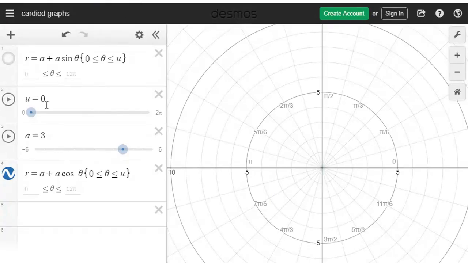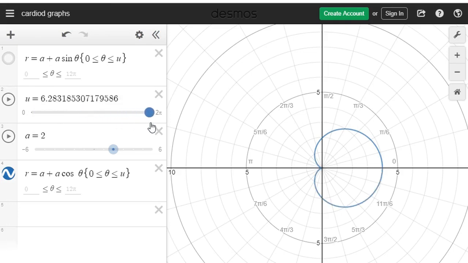So if we go to cardioids, the first problem on our sheet is 2 plus 2 cosine theta. So if I graph this, it's going to look kind of like a heart, if we remember from pre-calculus. Notice again, it starts at r equals 4. That would make sense because 2 plus 2 cosine of 0 is 2 plus 2, which is 4. And then it kind of maps around and goes like so.